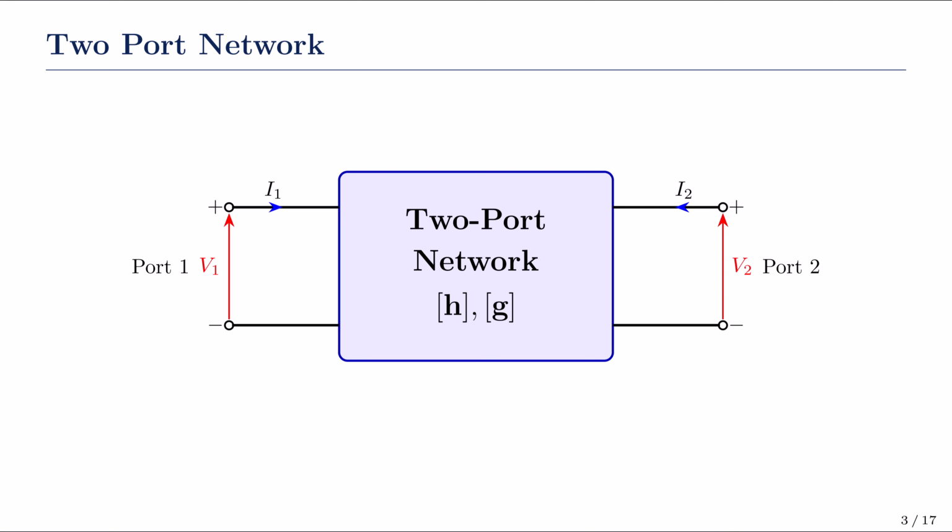Let's begin by recalling the two-port network. The network has two ports with the voltage and current variables V1 and I1 at port 1 and V2 and I2 at port 2. The H parameter representation relates the input voltage and the output current to the input current and the output voltage. This mixed choice of variables is the origin of the name hybrid parameters. The corresponding inverse representation is described by the G parameters.